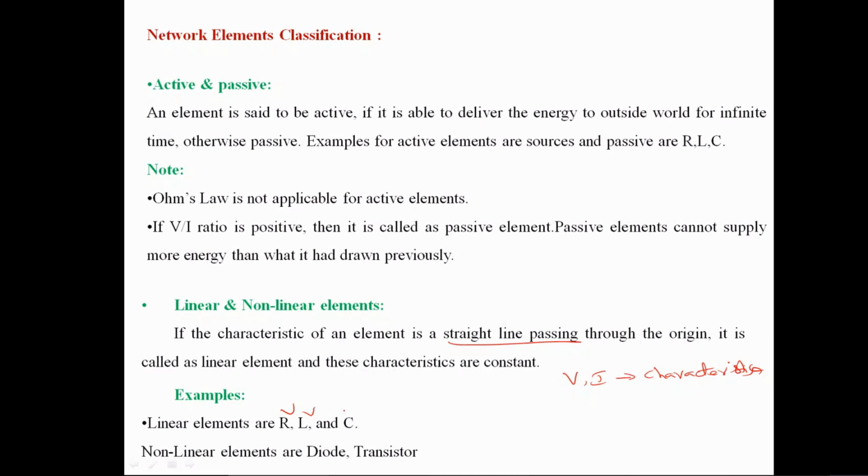The examples are R, L, C, where R is the resistance, L is the inductance, and C is the capacitance. Non-linear elements are diodes and transistors, which you will study in EDC also. In intermediate physics, you might have studied diodes and transistors. So the RLC parameters come under linear elements, whereas the diode and transistor come under non-linear elements, since their VI characteristics are not straight lines.